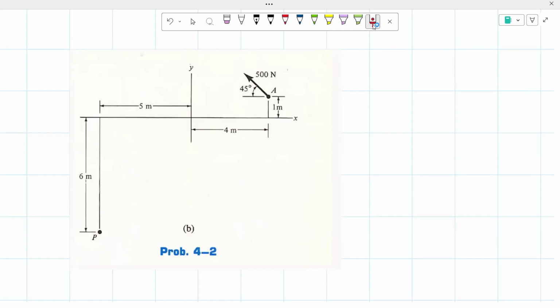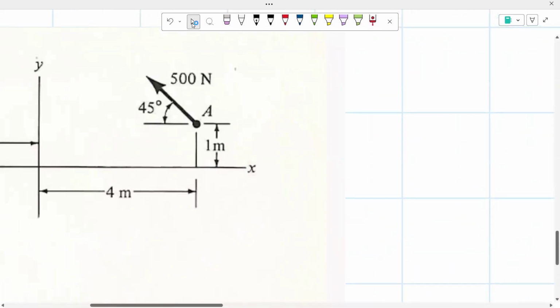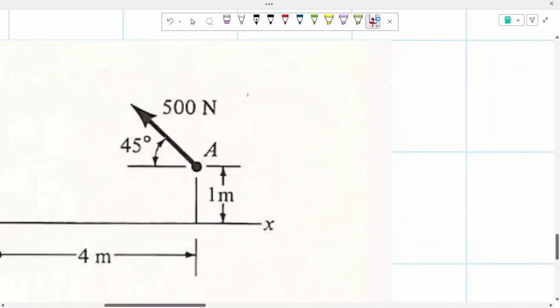Once again, we're going to try to find that horizontal and vertical component. As you can see, it's given to us that our force is 500 newtons and that this angle right here is 45 degrees. So if we were to draw a triangle right here, we know that this angle is 45 degrees. We're going to start off by finding our vertical component of this force.